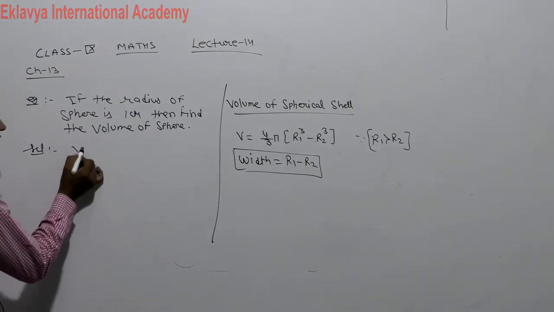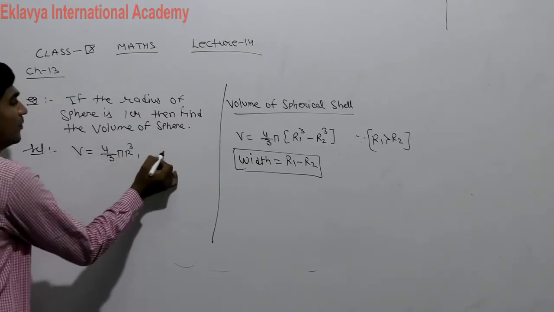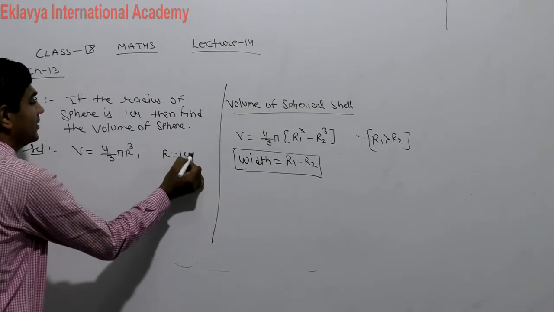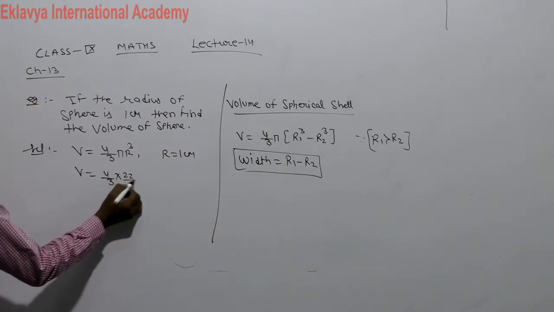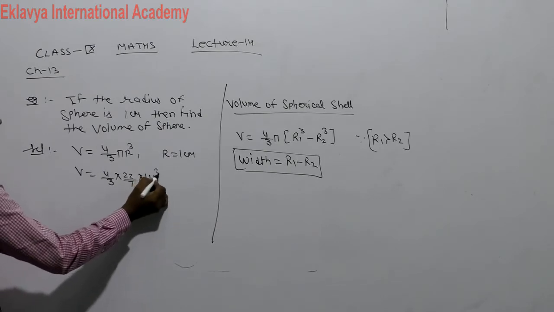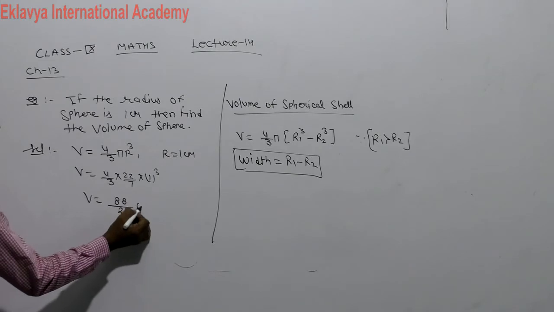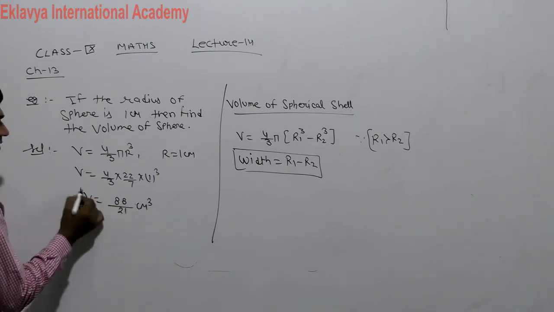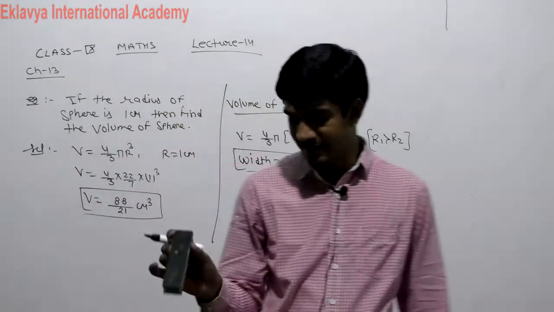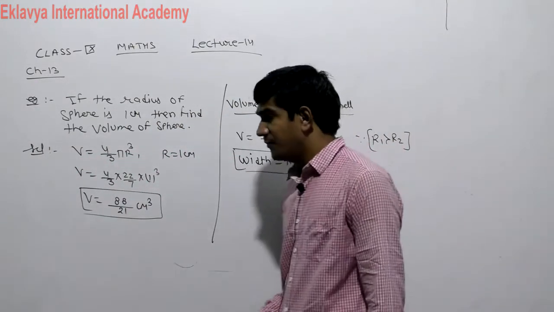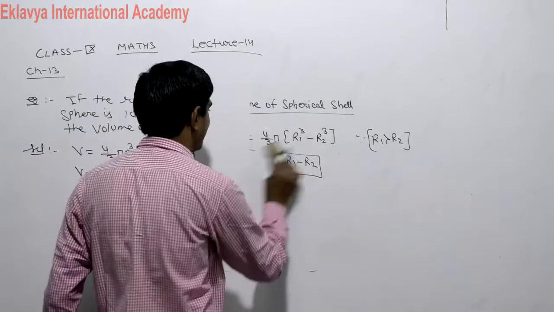We know that the volume of a sphere is 4 upon 3 pi r cube, and here the radius is 1 centimeter. So volume is 4 upon 3, 22 upon 7, 1 power 3. So volume is 88 upon 21 centimeter cube. That is the volume of the sphere. Easy question, that is the first type of question, which is based directly on the formula. Now look at the second type of question.